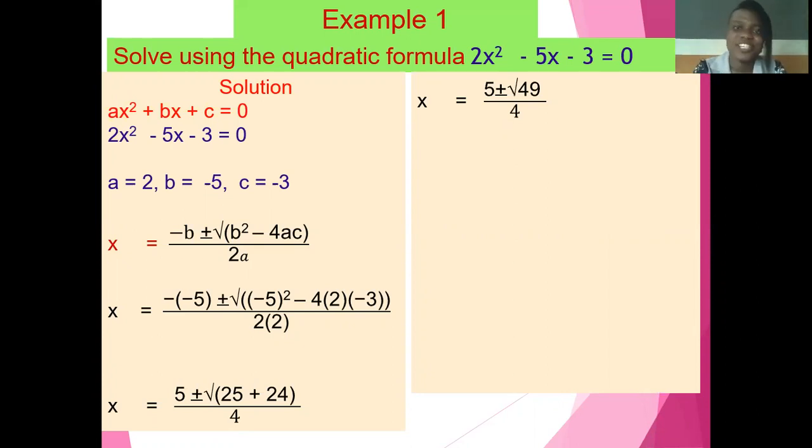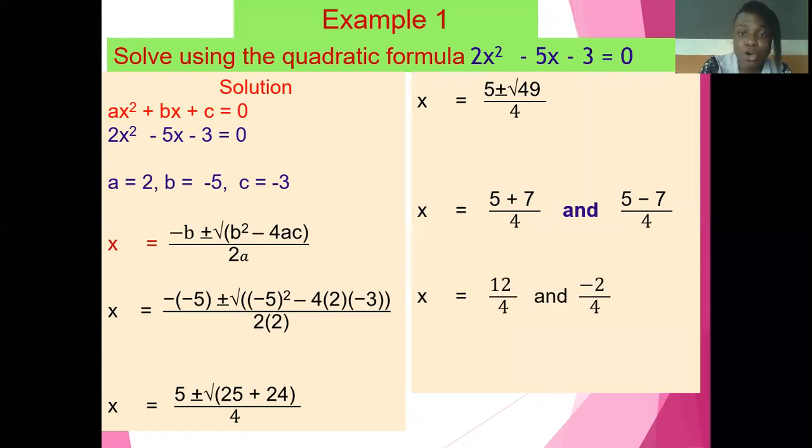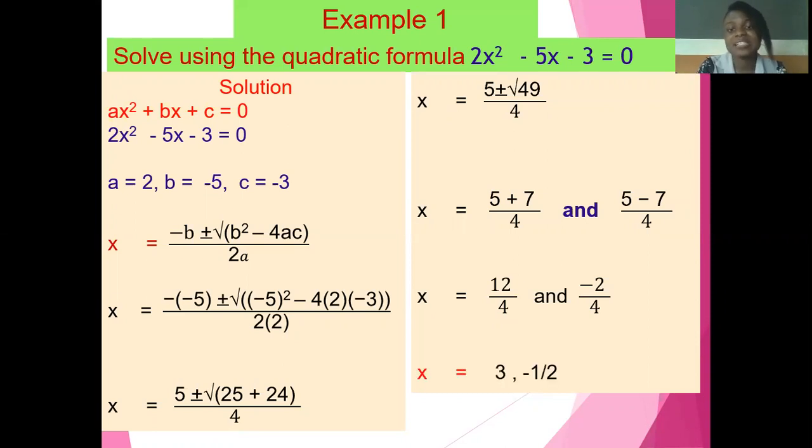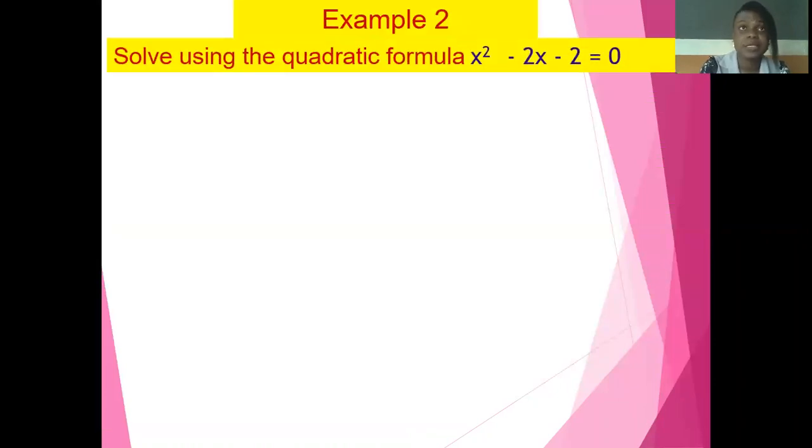Square root of 49 is an easy one, so x equals 5 plus or minus 7 over 4, and we split it now into plus and minus. So 5 plus 7 over 4 and 5 minus 7 over 4. This gives us 12 over 4 and minus 2 over 4, which gives us x is 3 and minus 1 over 2. So that's that.